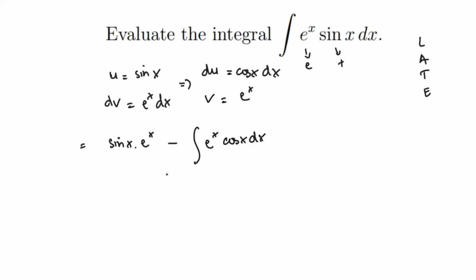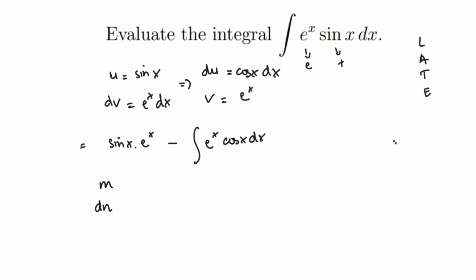But we're not done yet. We have to find the integral of this one. The integral of this one is kind of tricky because we cannot apply the integration rule directly. We have to do the integration by parts one more time. So next, I'm going to find m and dn. So I have to identify m and dn.